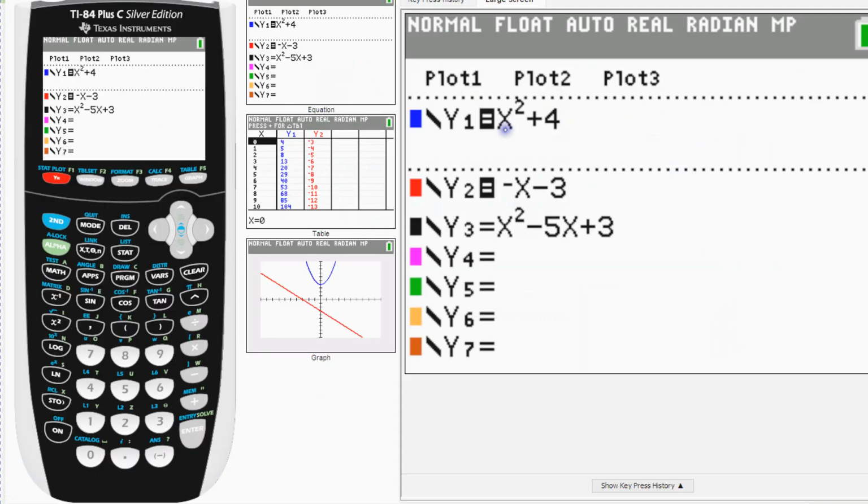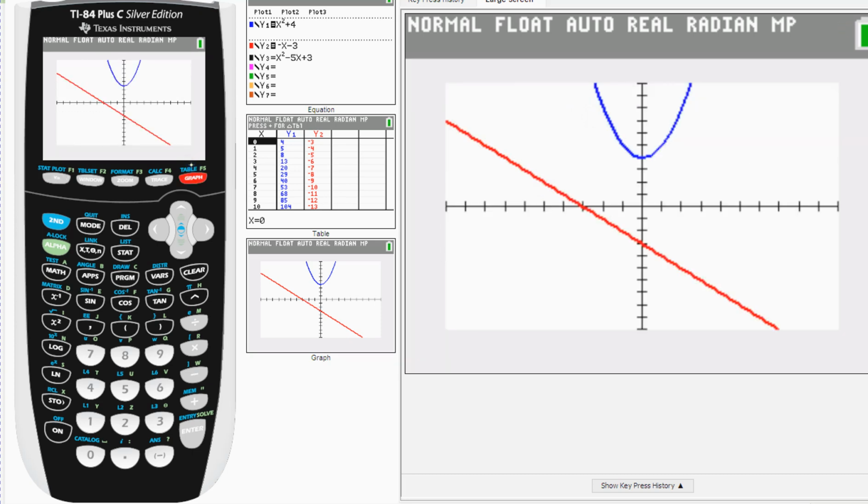So there's f of x, which is x squared plus 4. There is my h of x, which is the negative x minus 3. A standard window is what I use, so I hit standard and graph. The blue function is f of x. The red function is h of x. And you'll see, in this case, f of x is always bigger than h of x. We're just looking between negative 2 and positive 2. So again, that holds true.